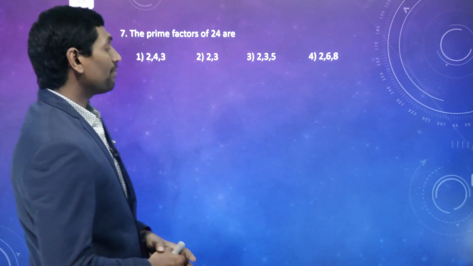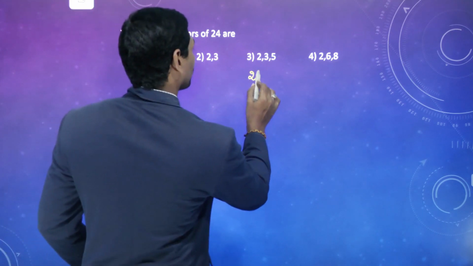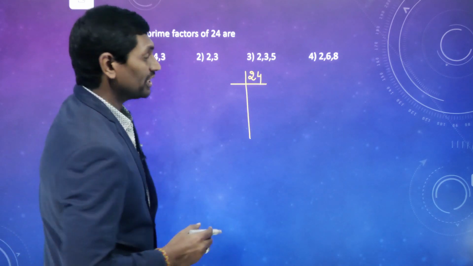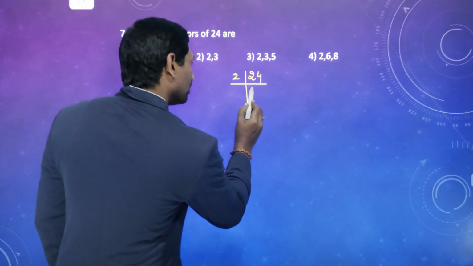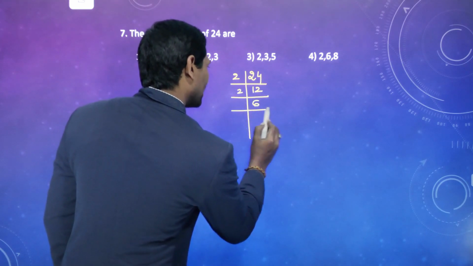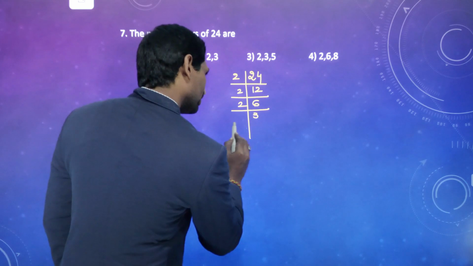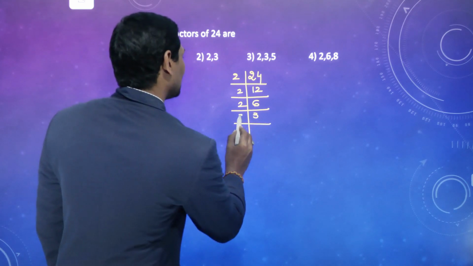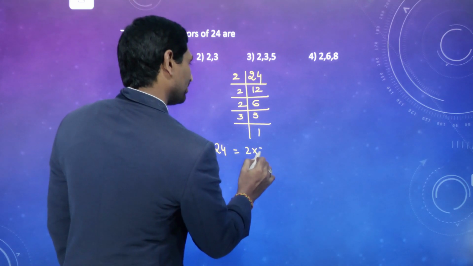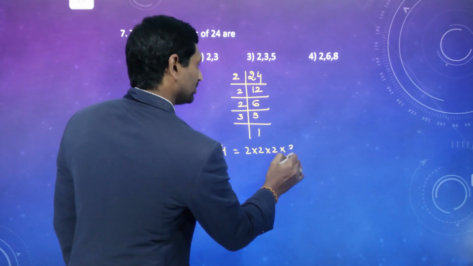The prime factors of 24. Try to identify the prime factors of 24. First 2 table, 2 12s are 24. Again 2 table, 2 6s are 12. 2 3s are 6, and 3 1s are 3. So 24 we can write it as 2 into 2 into 2 into 3.